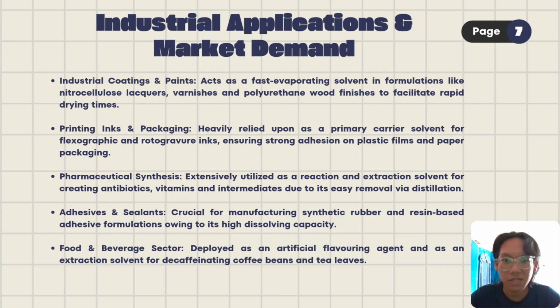But it's not just for the heavy industry. In the cosmetic industry, it is a main ingredient to make nail polish remover. And in the F&B industry, food and beverage industry, it is actually used to decaffeinate coffee beans and tea leaves, and it's even used as an artificial flavor enhancer. Now, because so many industries rely on it, building an efficient production plant is a highly profitable and essential venture for us, using ethyl acetate as the main supply.